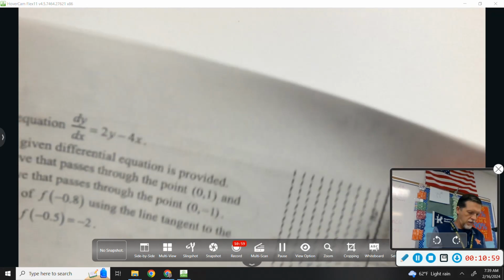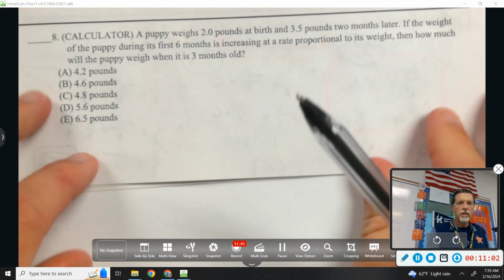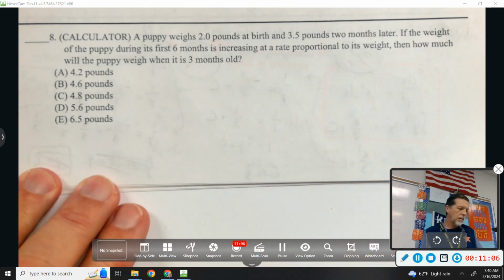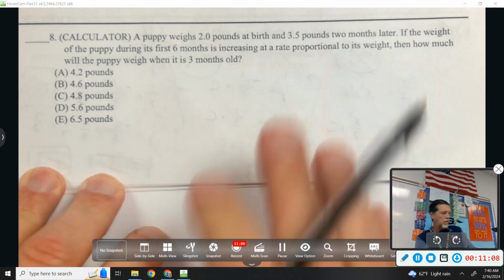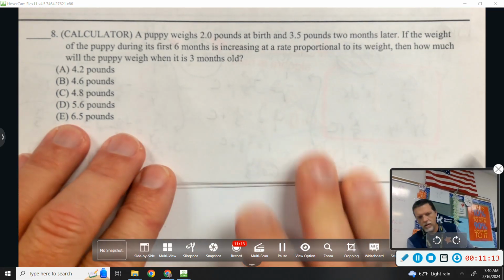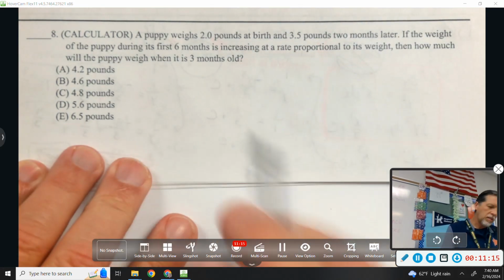Number 8, calculator. So this would be on the Tuesday part of the test. Let's see if I've got a calculator up here I can use. I'll grab one in a minute.